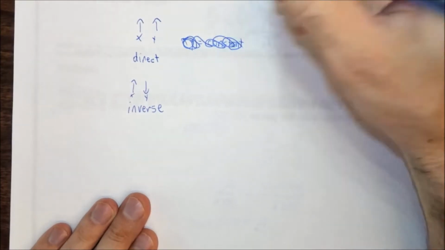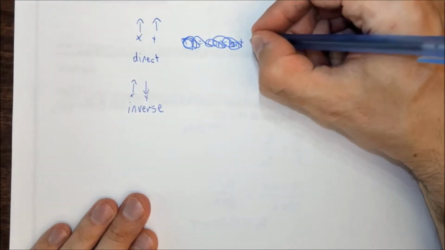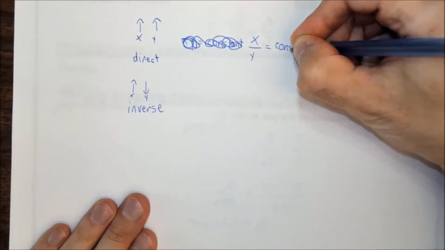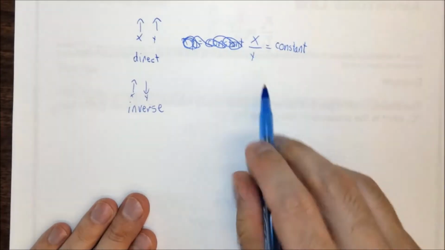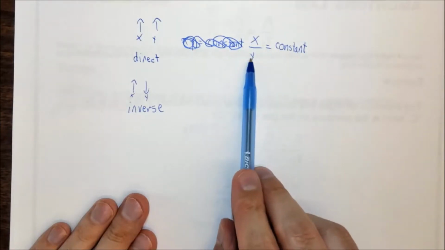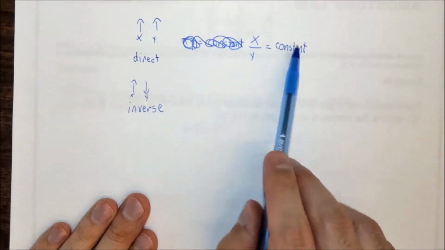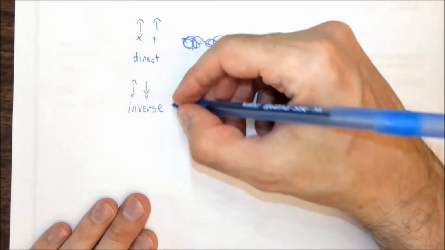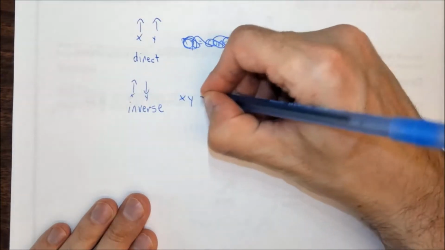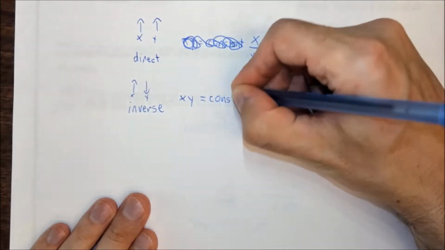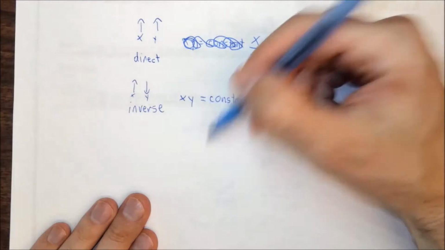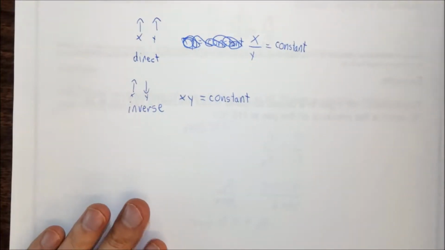I apologize. If we're writing a direct proportionality, we want to write it as x over y equals a constant. So as x increases, y, which is on the bottom, also increases, and if they're proportional, we end up with a constant value. In an inverse proportionality, it's xy equals a constant. So as x goes up, y has to come down in order to keep the constant constant.